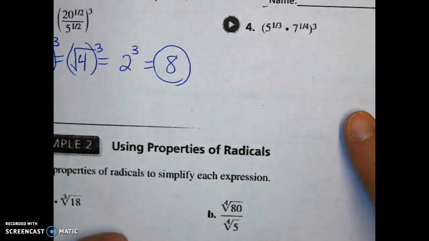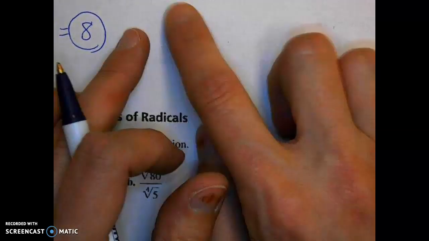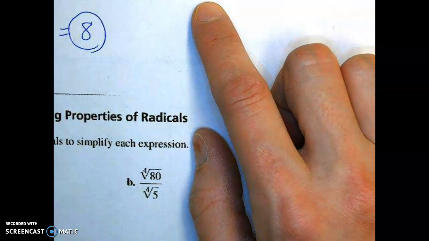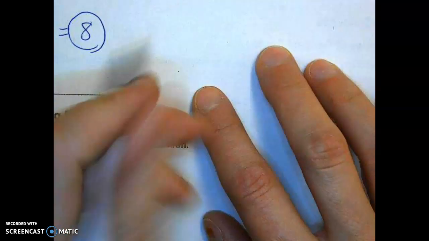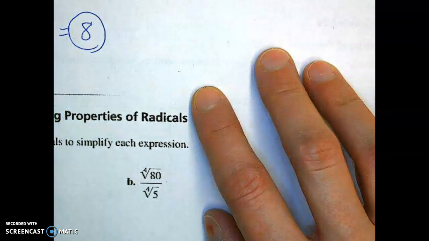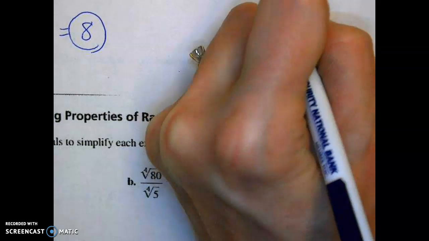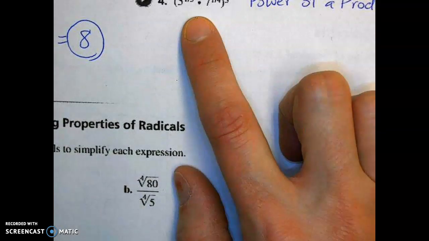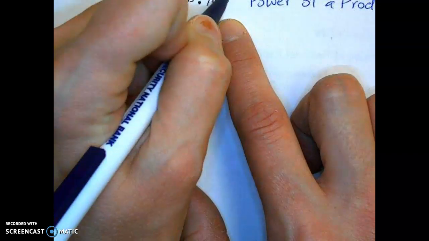Okay, we're almost done. Last one over here. 5 to the 1/3 power. Okay, and then I got parentheses around this, and then I got 7 to the 1/4 power. Ooh, yikes! This one looks kind of scary. This one's like power of a product. I'm gonna write that down on the side. That might help. Power of a product. It's like the property on the front that says power of a product. When you have a power on the outside, you can kind of distribute it in.